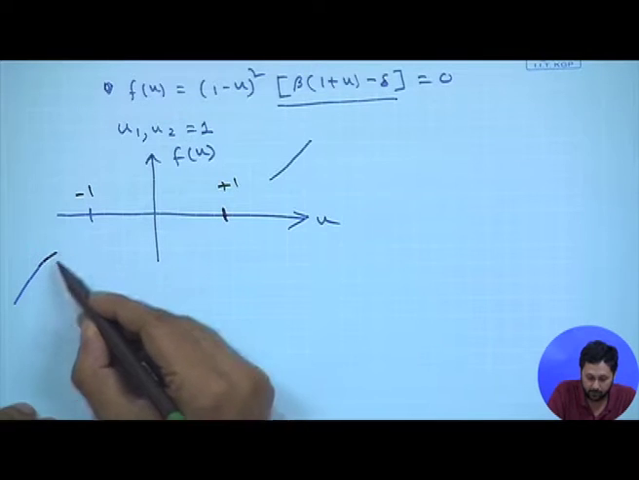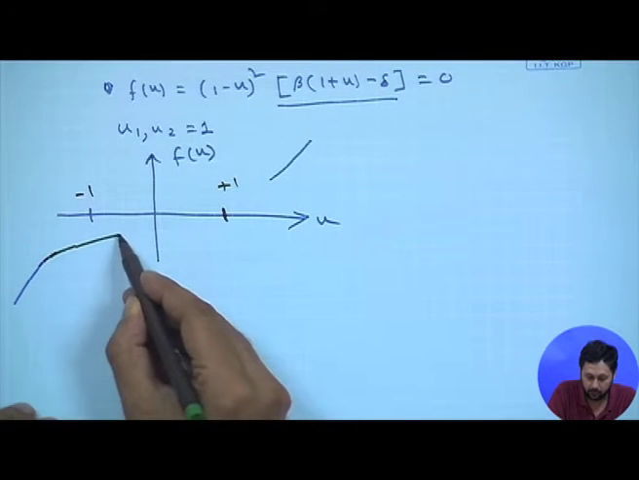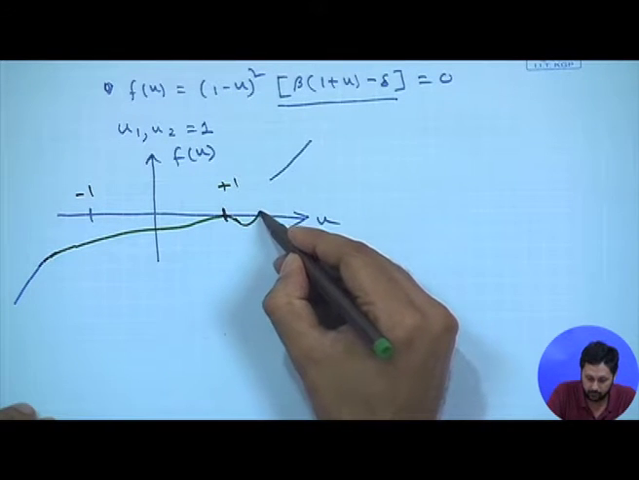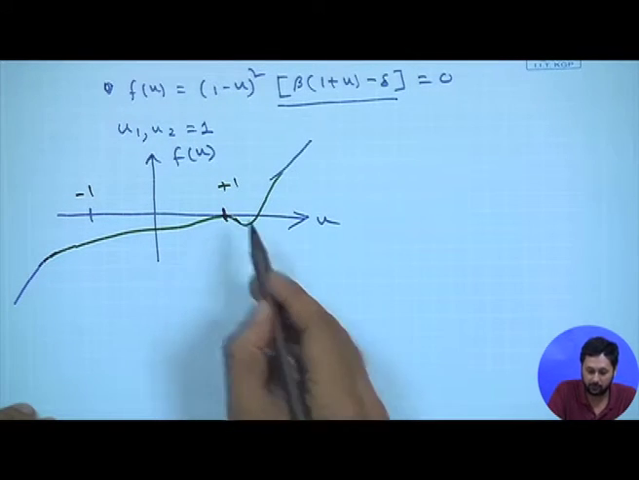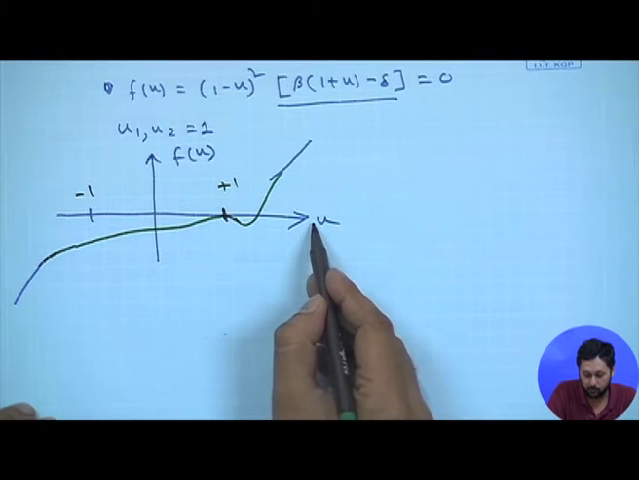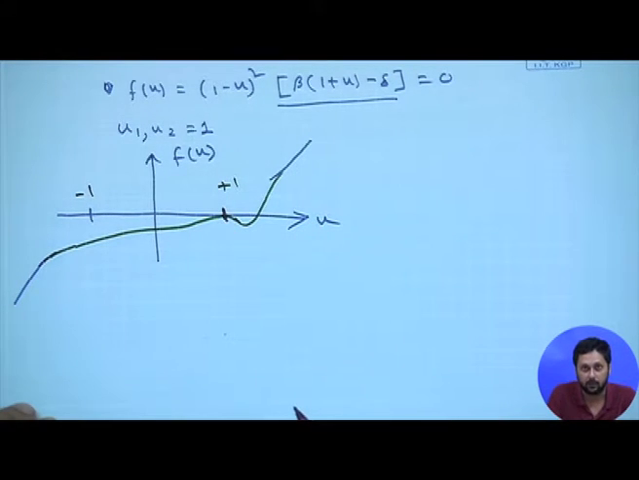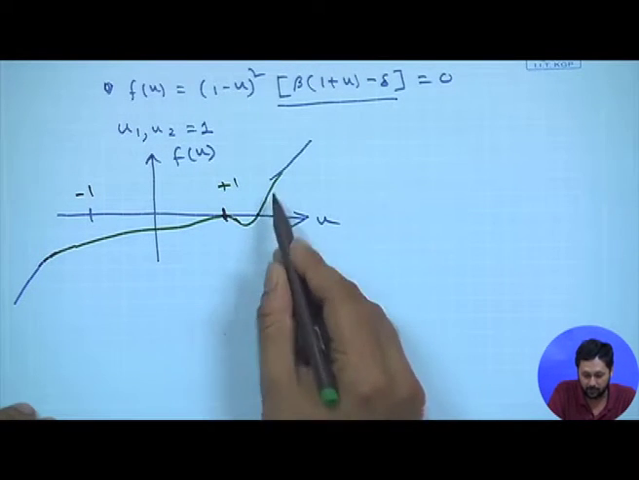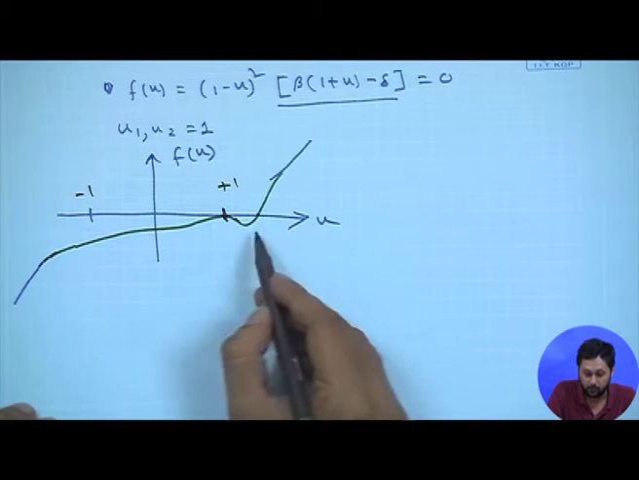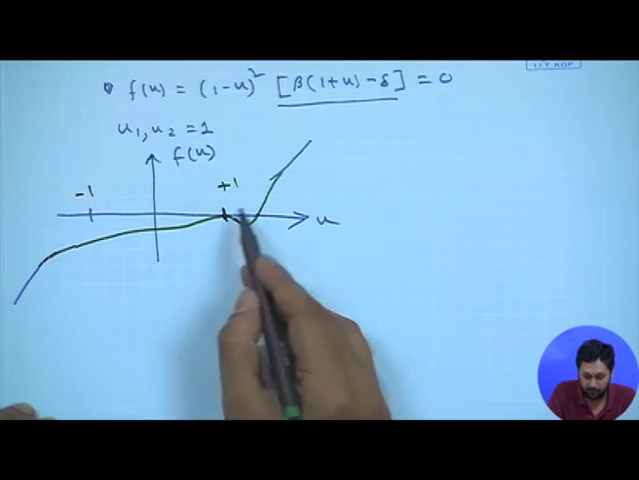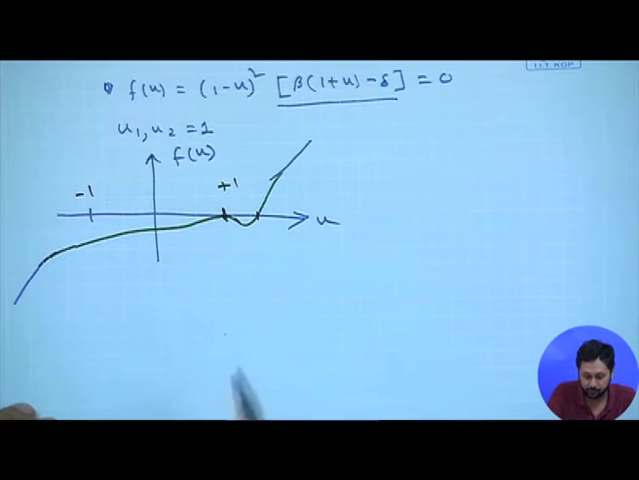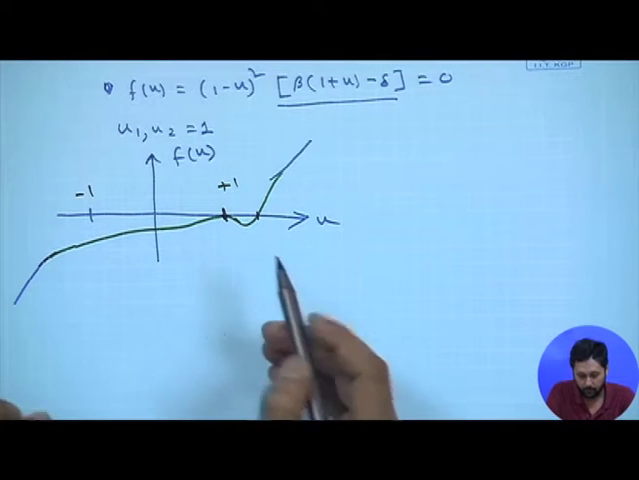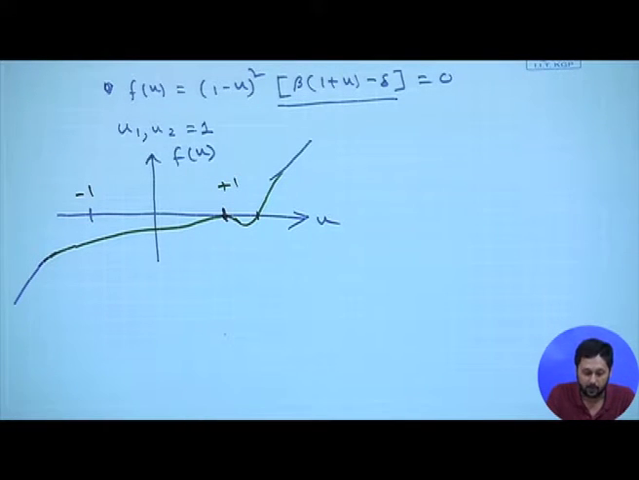So, we can either have a situation where the roots are like this. See, what happens is, it is touching the u equal to 0 axis exactly at +1. So, touching means, and then it goes down and intercepts here once again at u greater than 1. Okay. So, this touch here means there are two roots which are coinciding at that particular point.